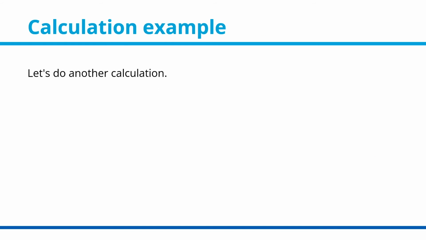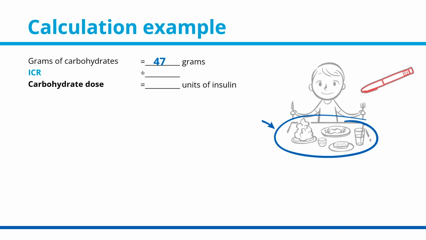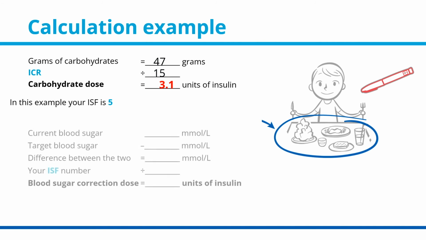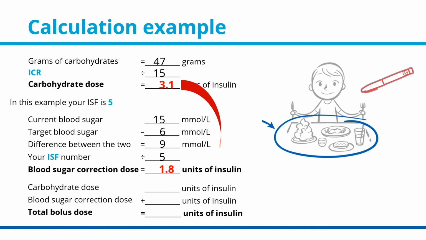Let's do another calculation. In this example, your ICR is 15, or 1 to 15, and you are going to eat a meal that consists of 47 grams of carbohydrates. 47 grams divided by your ICR of 15 gives you a carbohydrate dose of 3.1 units of insulin. This time, we will use an ISF of 5, but use the previous example's current blood sugar level of 15 and target blood sugar level of 6. 15 minus 6 equals 9, divided by your ISF of 5 would give you the blood sugar correction dose of 1.8 units of insulin.